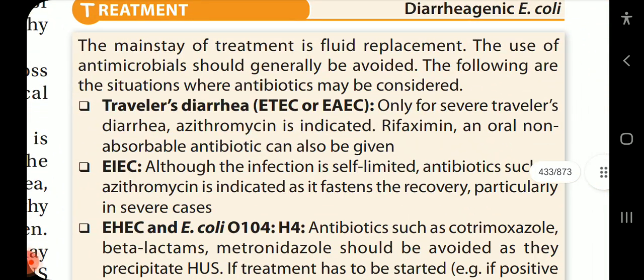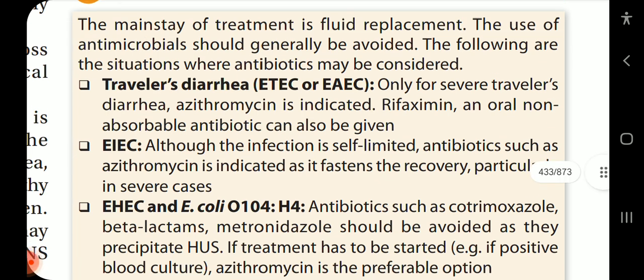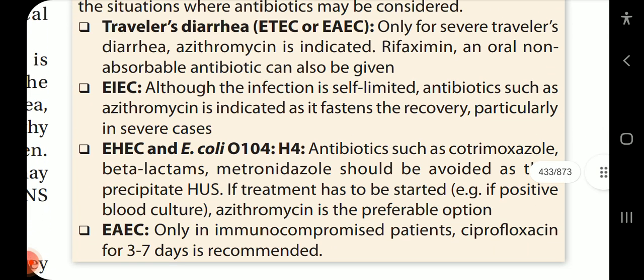Treatment: the mainstay of treatment is fluid replacement. The use of antimicrobials should be avoided. The following are the situations where antibiotics may be considered. Traveler's diarrhea, ETEC or EAEC: for severe traveler's diarrhea, azithromycin is indicated. Rifaximin, an oral non-absorbable antibiotic, can also be given.